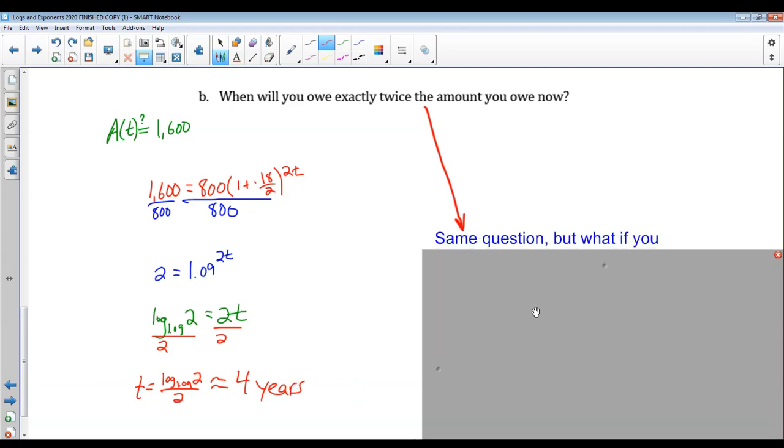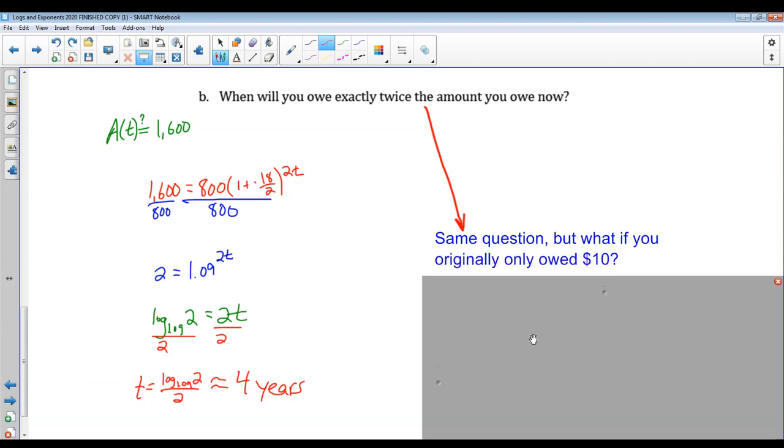So what I want you to think about, and I want you to pause for a second while you try this. Same question. So when will we owe twice the amount we owe now? But what if we originally only owed $10? So how long will that take to get to 20? So I want you to try this one on your own. I'm going to pause. And then when you're done thinking about it, you can unpause and see what I have.